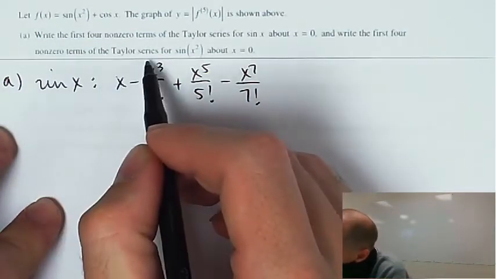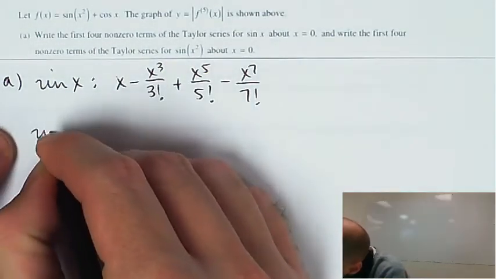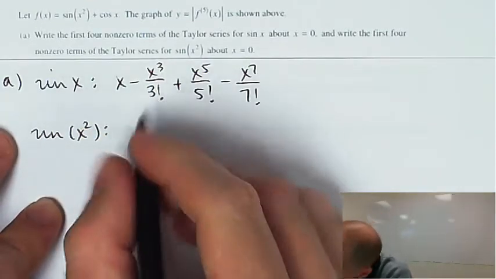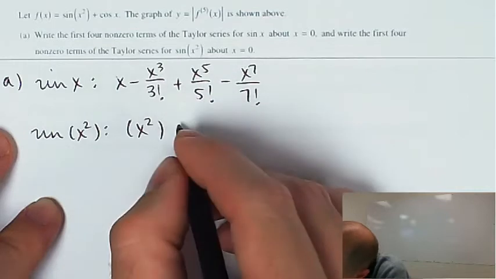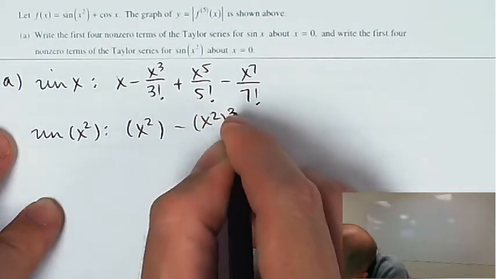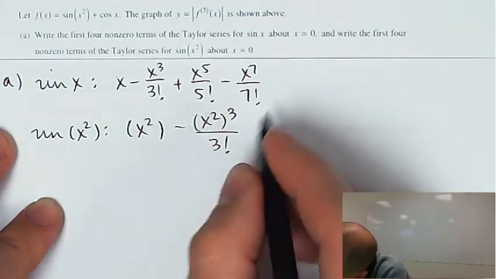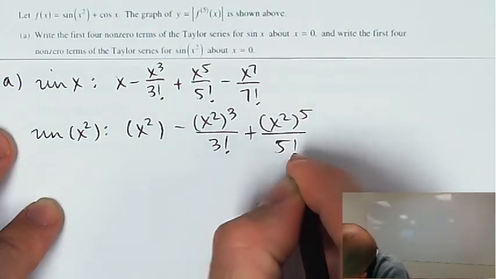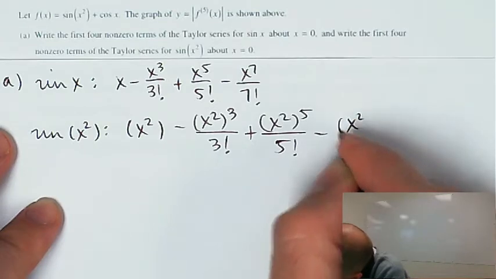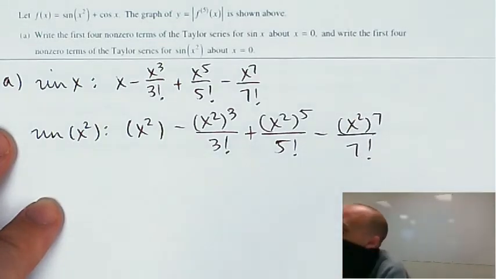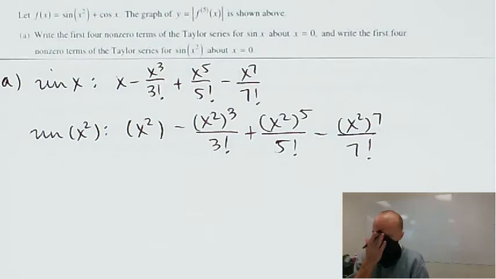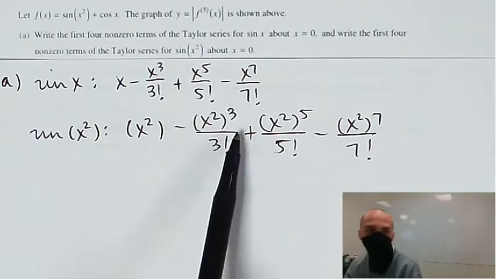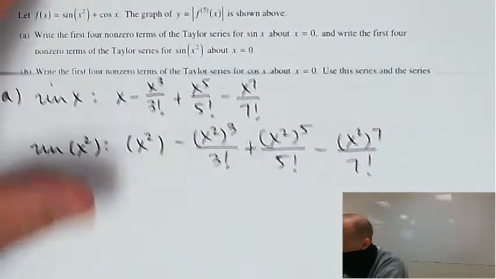First four non-zero terms of the Taylor series for sine of x squared. In a free response setting, I'm going to tell you, just replace it with x squared. Okay, happy. That's sine of x squared. That is 3 points out of 9 on this one. 1 point for this one, 2 points for that one. I thought that was pretty generous.